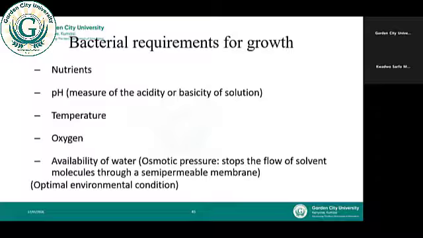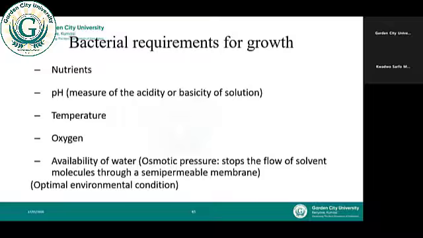Temperature also affects how these microorganisms grow. For some of them, if you increase the temperature, they die. For some of them, if you reduce the temperature, they survive. So it affects how microorganisms grow. And if you want to kill them, you raise the temperature, and most of them don't survive, unless they are the hyperthermophiles. But the good thing is, those that survive very high temperatures do not cause diseases.